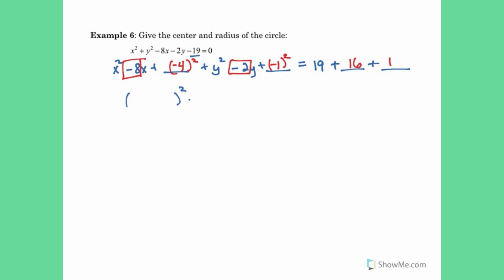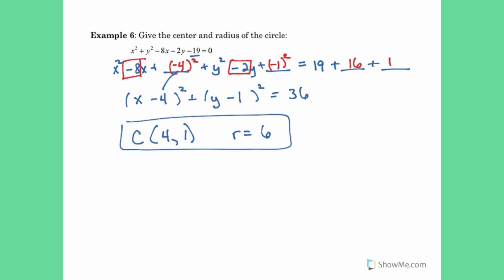So now when I write it in standard form, I just take my x and again my negative 4, my y and my negative 1. And now when I add that together, I believe I get 36. So now I can say my center is positive 4, positive 1, and my radius is 6 because the square root of 36 is 6. Pretty easy. I'm not going to give you anything that has fractions, so just follow the examples.